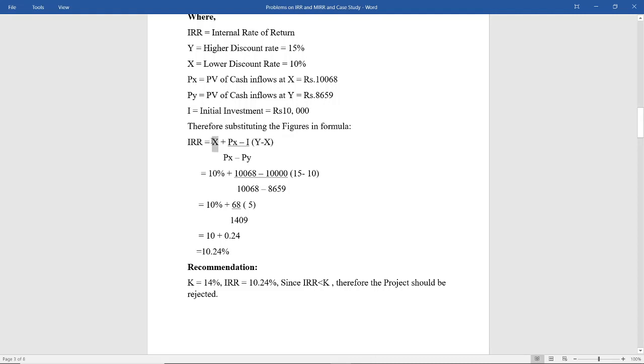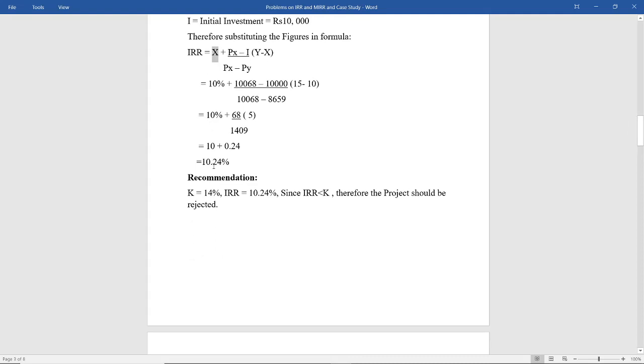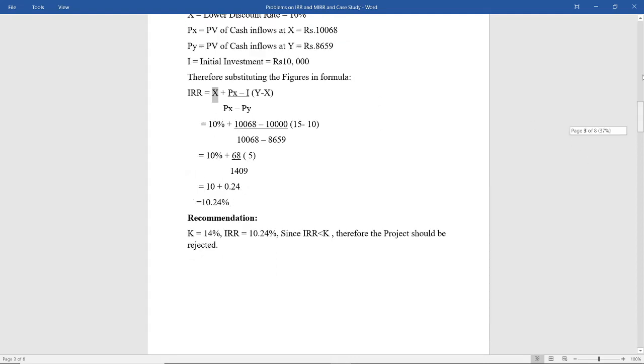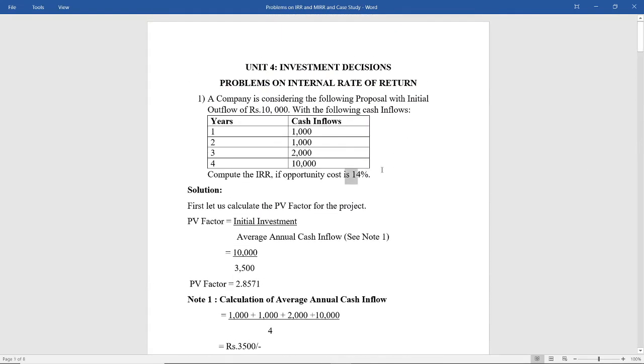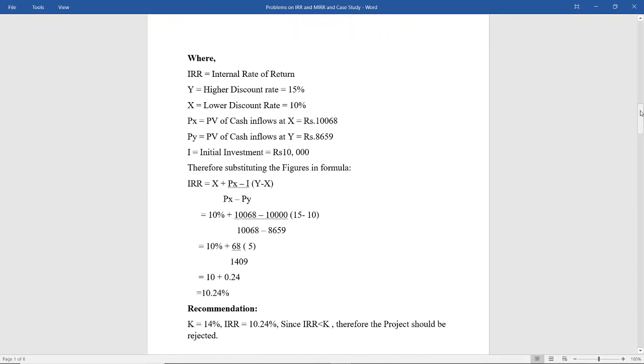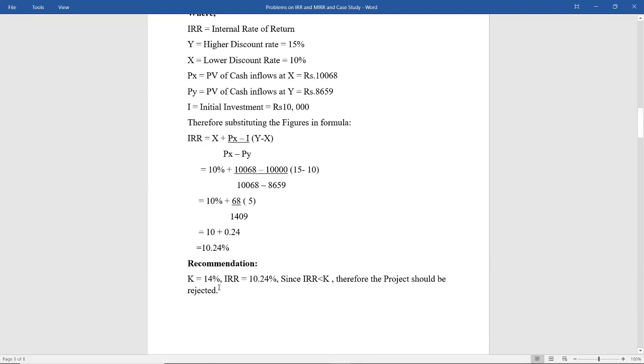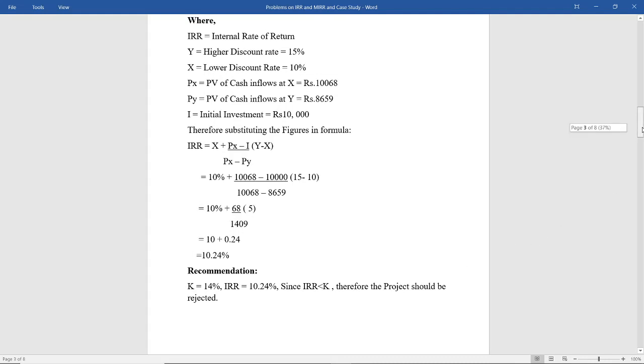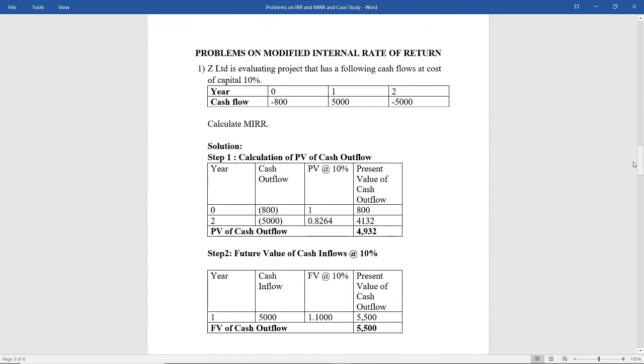add X. Now, we got IRR as 10.24%, but we had a cost of 14% in the problem. Now, should we accept it or should we reject it? Since the cost is 14% and the IRR, the return, is 10.24%, the return is less and the cost is more. Therefore, the project should be rejected. So, this is IRR. Next, problems on modified internal rate of return.